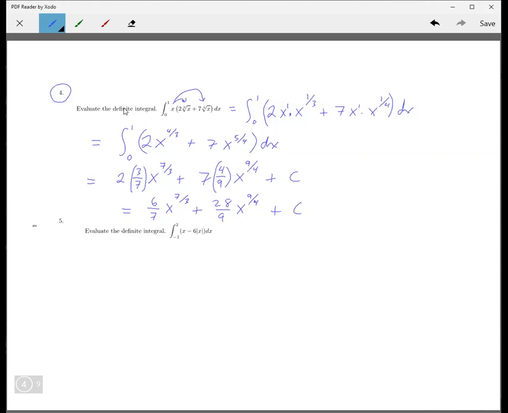Oh, wait a minute. Oops, this is a definite integral. So hold on, I messed up. Let's see here. So let's take out the constant. And because it's a definite integral from 0 to 1, okay, that means that you have this going on.